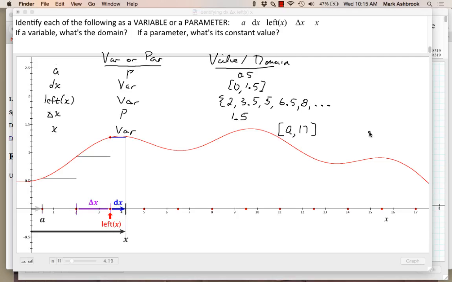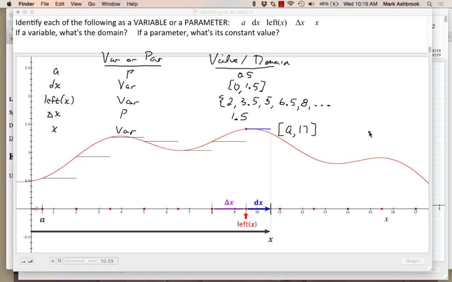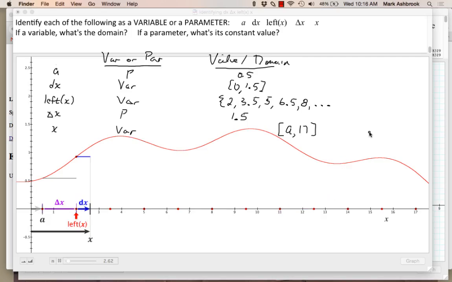Okay, so look at the value of left x. Right now, what's the value of left x? 3.5. Now it's 5. Yeah, but delta x is a length of an interval. It's a distance across an interval. And even though it's moving to different intervals, the intervals all have the same length. So it's always 1.5. Now it's 1.5. Now it's 1.5. You see? So it's the distance across that purple bar, which is always 1.5, no matter where you put it.